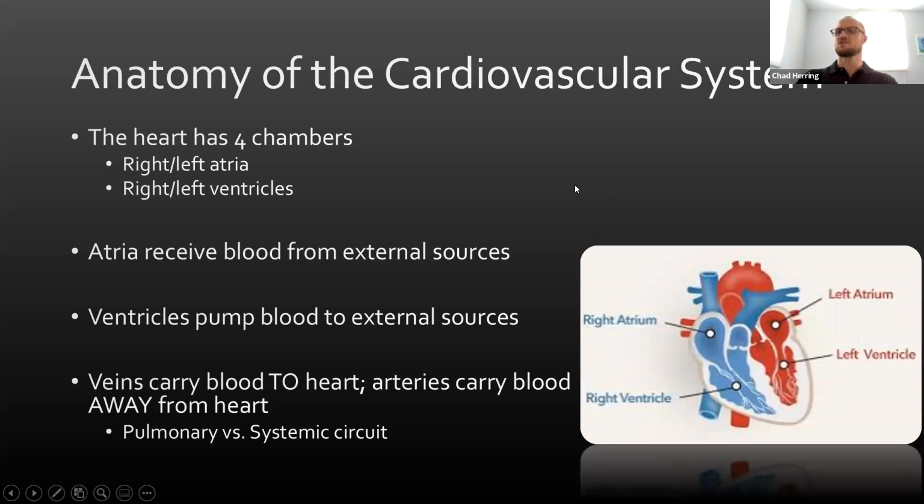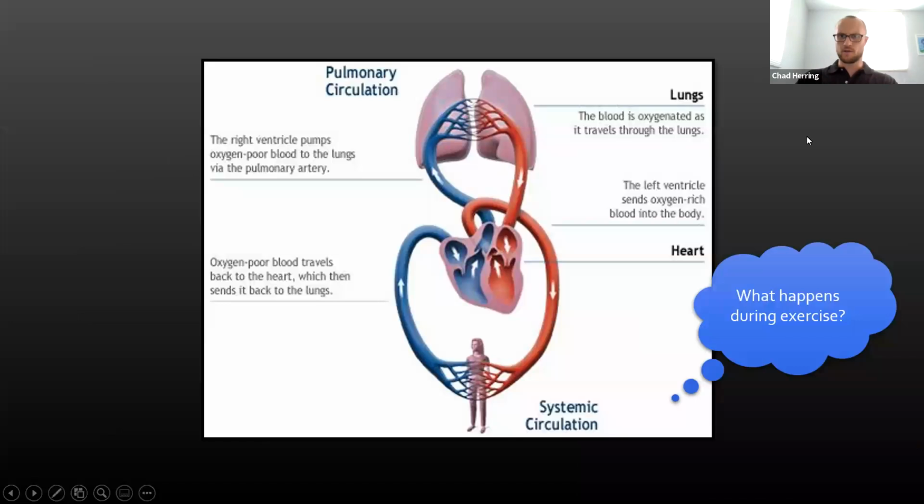Okay, so the atria will always receive blood. Atria will always receive, while the ventricles will always pump blood away. And then finally, the veins carry the blood to the heart, arteries away from the heart. So this is a really good visual. I like it a lot, but we're going to start down here and we're going to take it clockwise.